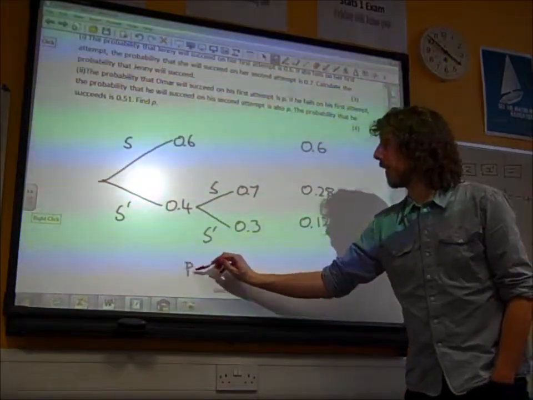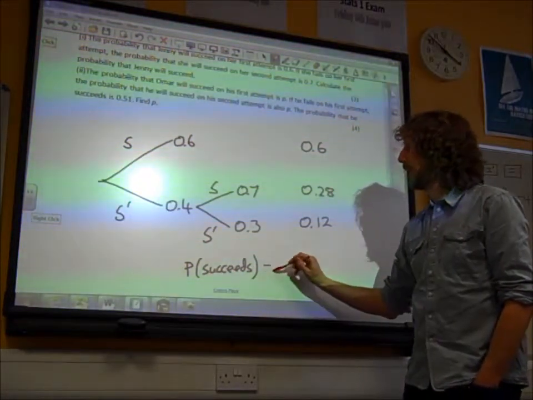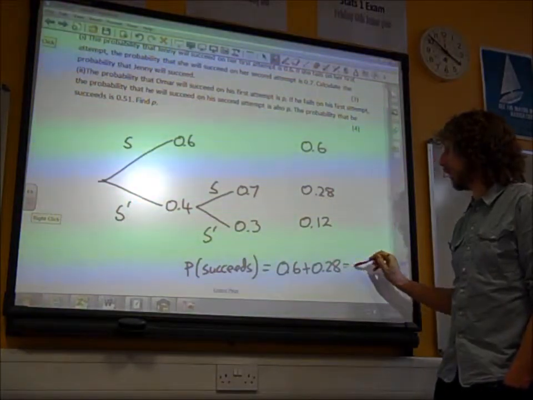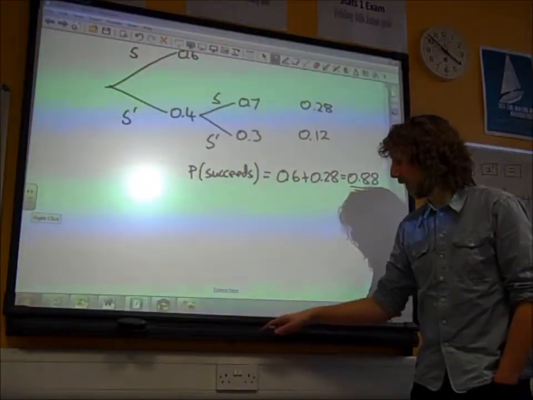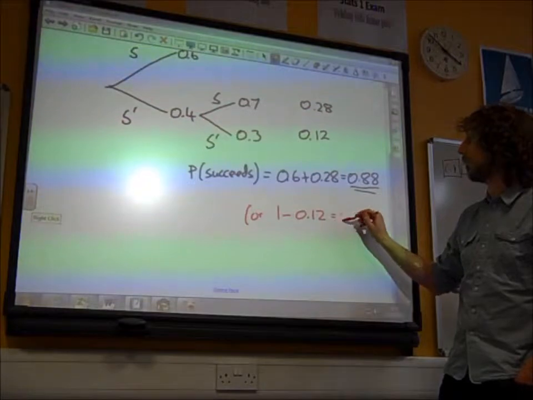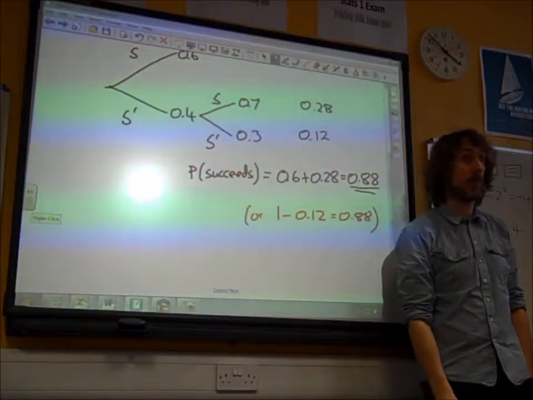So the probability that she succeeds equals 0.6 plus 0.28, which is 0.88. Alternatively, we could have done 1 minus 0.12, 0.88, and that would have been just as good.